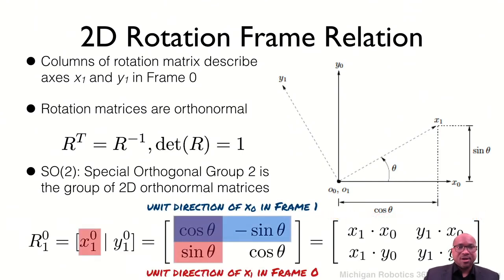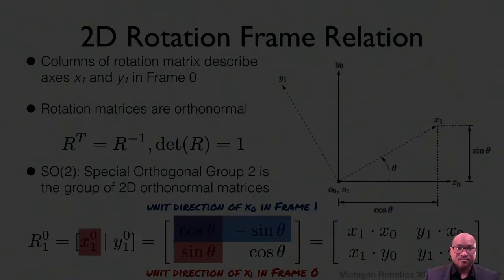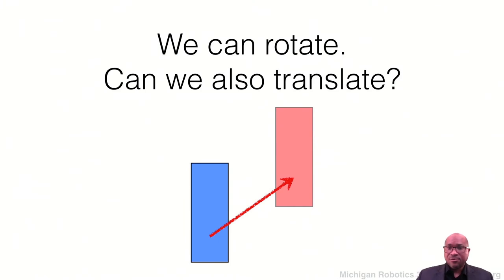We should also note, as we said before, that the columns of the rotation matrix describe these axes in X, Y. And so there is a story that we have here: each row represents the unit direction of X0 with respect to frame 1. And similarly, the columns represent the unit direction of X1 with respect to frame 0. So that describes rotation, and we've talked about it in 2D, and we'll continue to move forward.